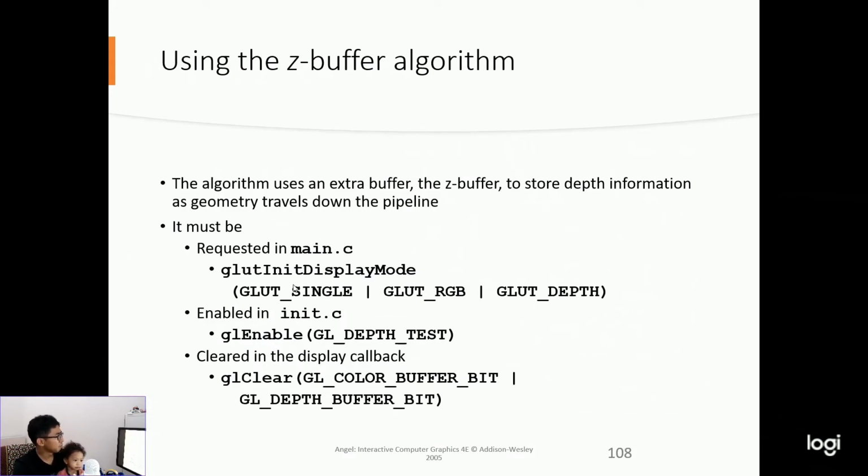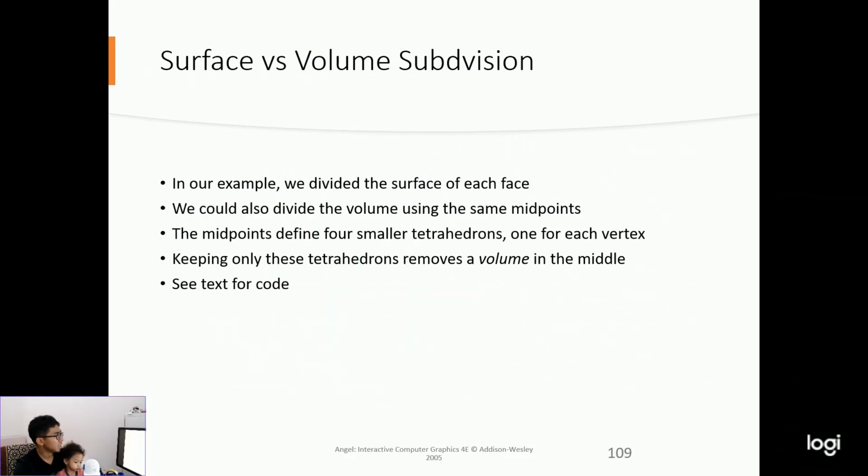You can put it into the glutInitDisplayMode: GLUT_SINGLE, GLUT_RGB, and GLUT_DEPTH. Put it into glutInitDisplayMode, and then put glEnable GL_DEPTH_TEST. And then clear it in the display callback. So you need to put all these three commands into the main function and also the function that has these things.